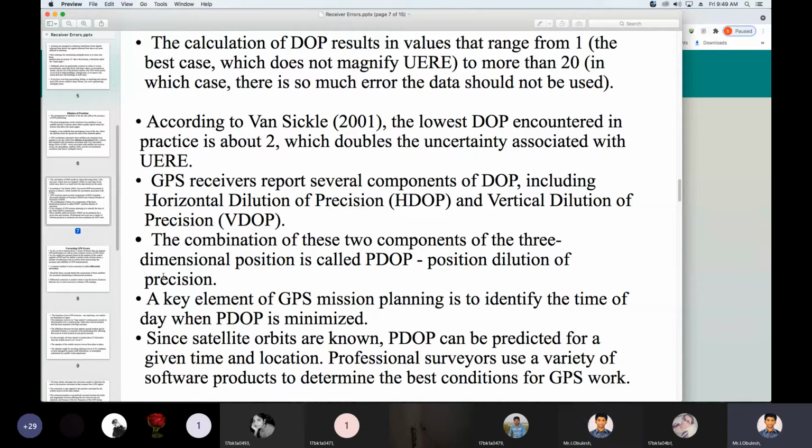Professional surveyors use a variety of software products to determine the best conditions for GPS work.